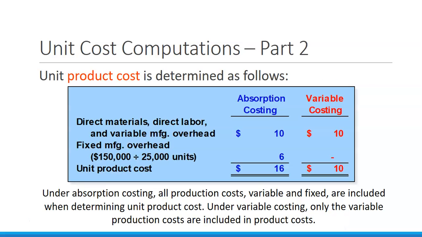When we're trying to determine what our unit product cost is, we know under absorption costing that we would include all product costs, direct material, direct labor, and variable and fixed overhead. So under absorption costing, our unit product cost is $16 per unit. Under variable costing, we don't include the fixed manufacturing overhead, which makes our unit cost $10 per unit.